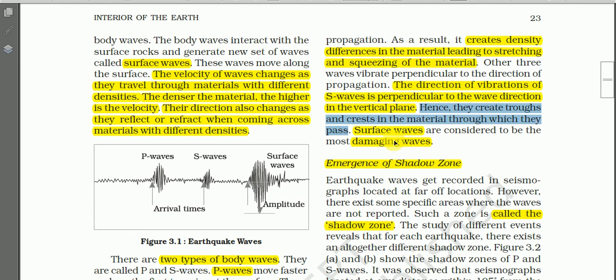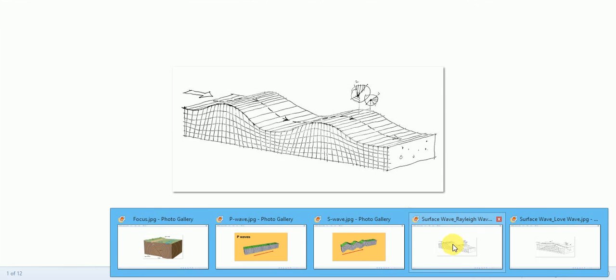And the last type of wave, surface waves. Surface waves are considered to be the most damaging waves, as I told you. So surface waves cause shaking and trembling of the earth's surface, and hence they damage and destroy the structures.